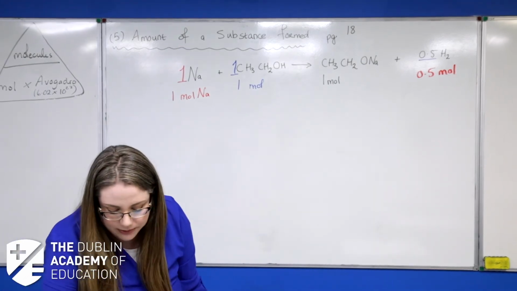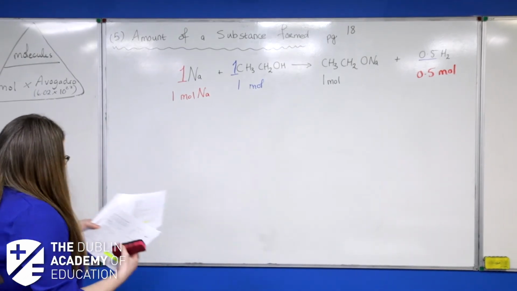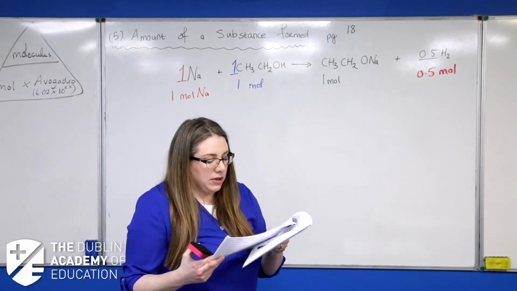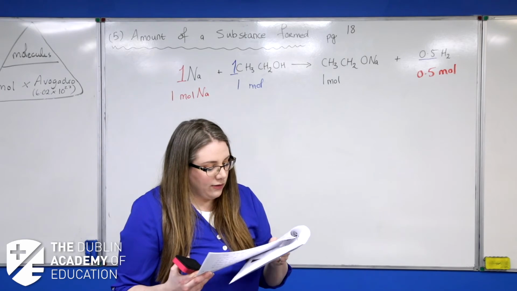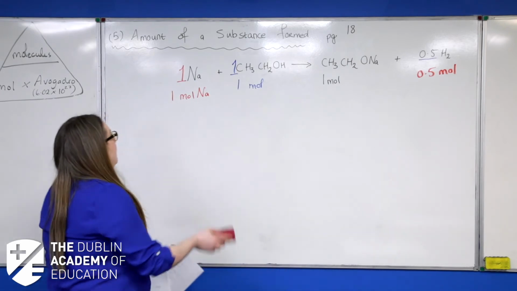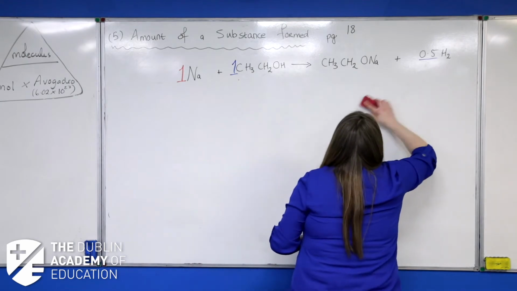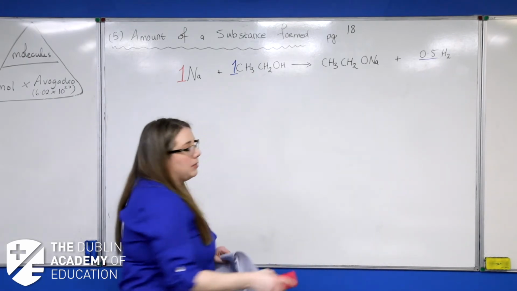So let's go back to our question. 1.2 grams of sodium reacts with excess ethanol in the reaction below. Calculate the mass of our product formed for 12 marks. Now, I'm going to get rid of this and I'm going to make a table underneath my balanced equation.